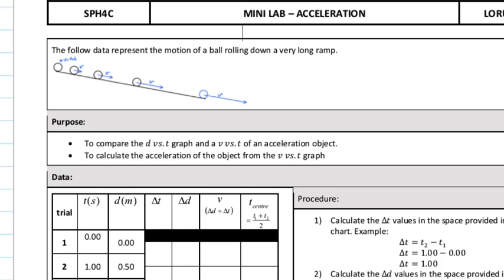And what we want to do is look at the position versus time graph, or D versus T, and compare it to the V versus T. But of course, the trick is to generate the V versus T from the data that we were given, which is our positions versus time.